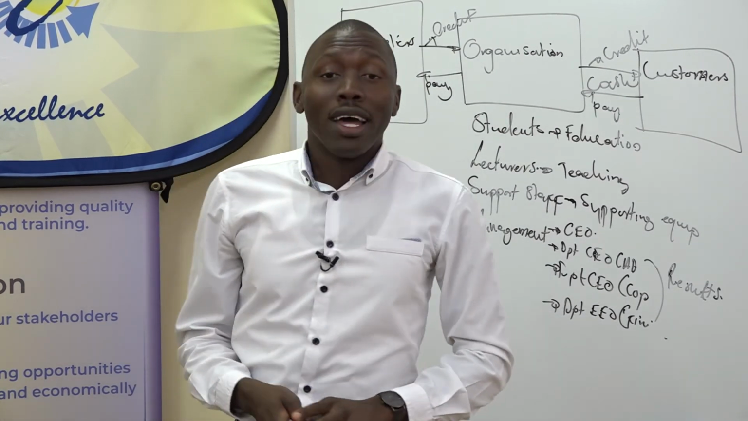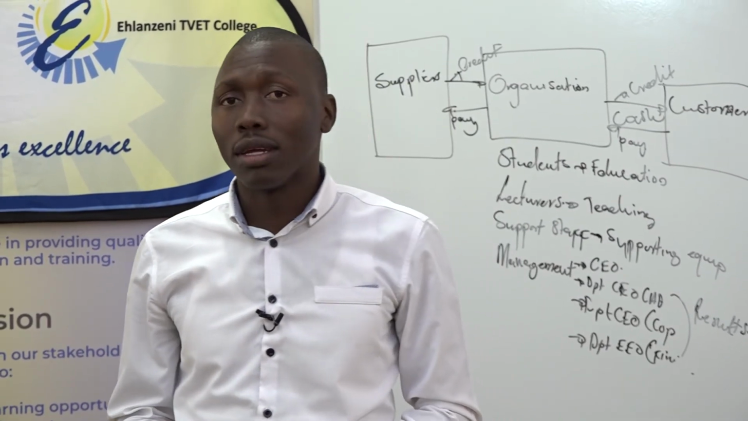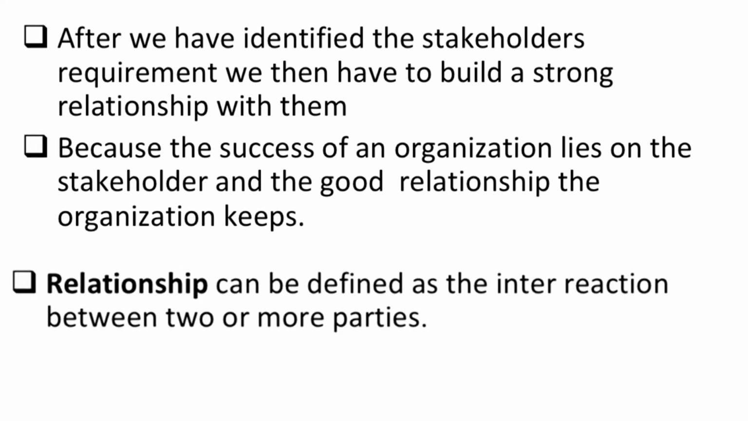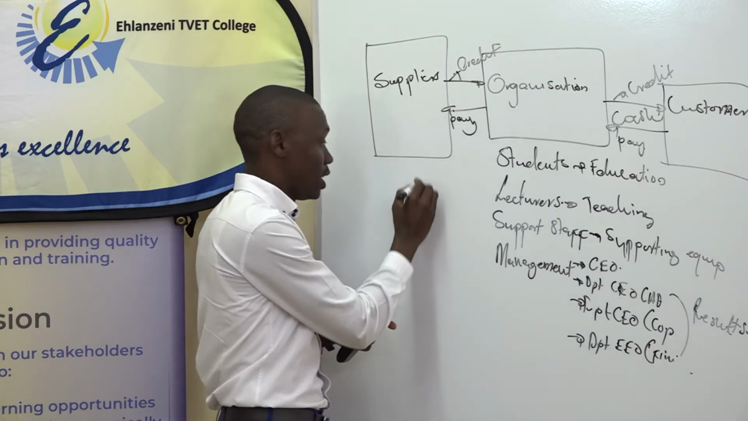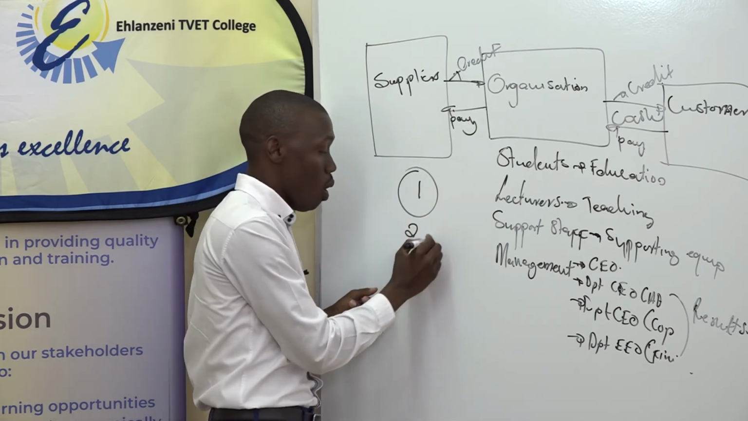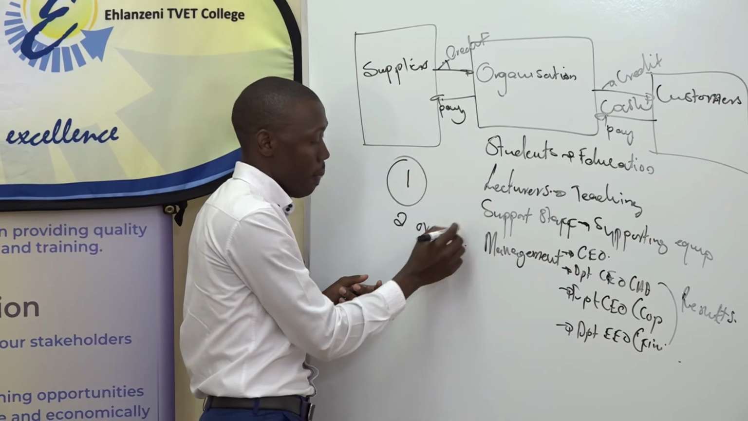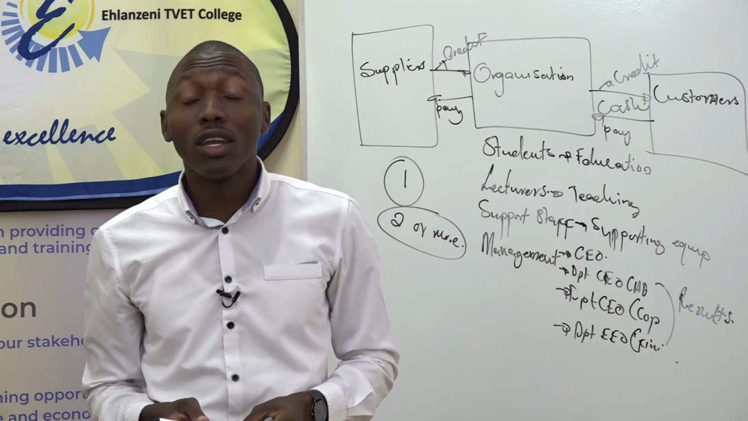And relationship in an organization, it is the most important thing. Let's look at what is a relationship. Relationship can be defined as the interaction between two or more parties. Keep this in mind. You can't build a relationship alone. It can be built between two or more. Then that interaction between two or more parties, we then call it a relationship.